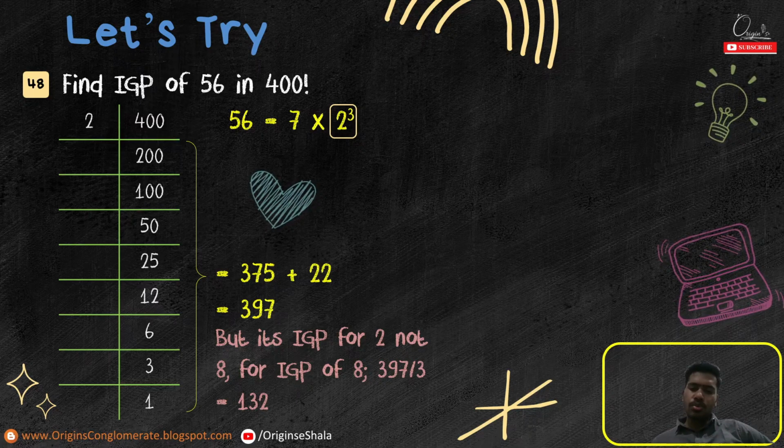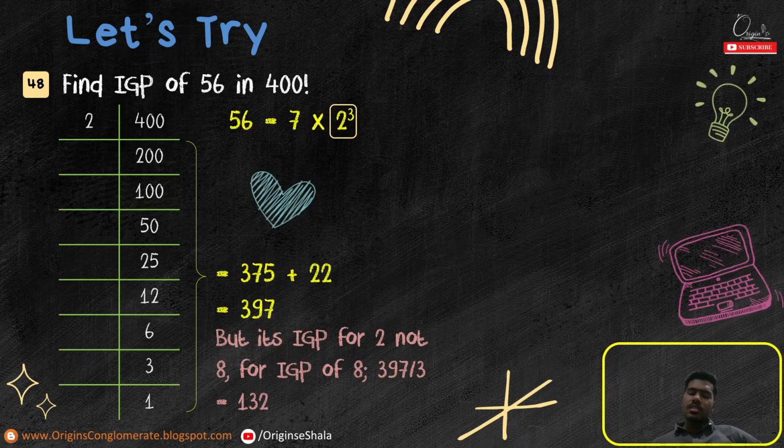And if you might have noticed, 8 is nothing but 2 cube. So you will directly divide this IGP of 2 by 3, which is the power of exponent for making 8. So that will be 132. So 132 is the IGP of 8.